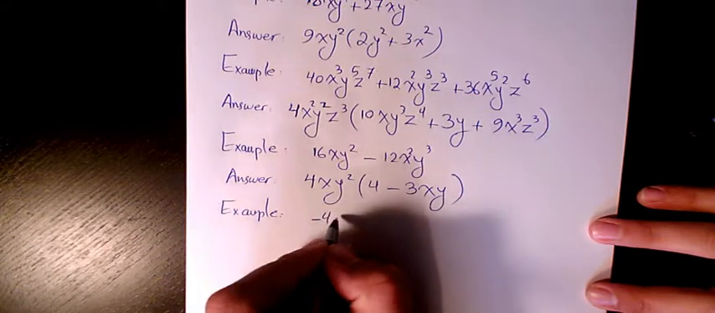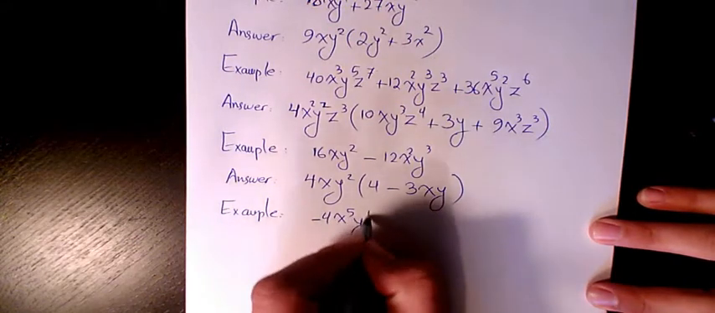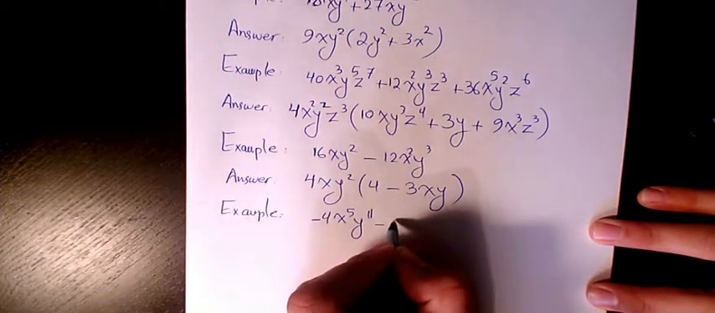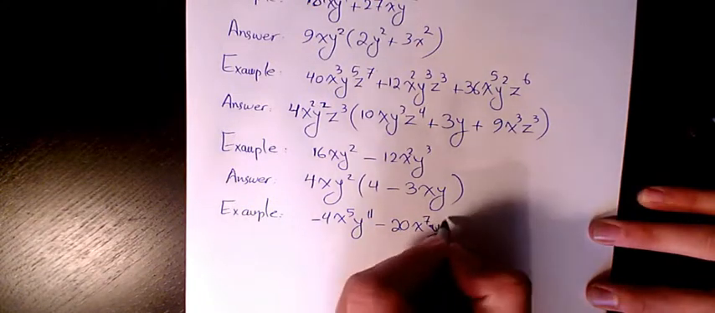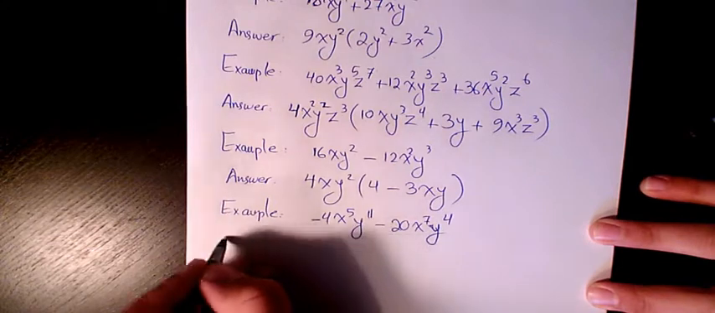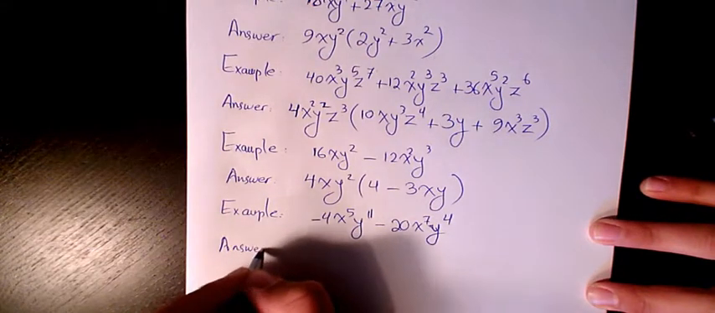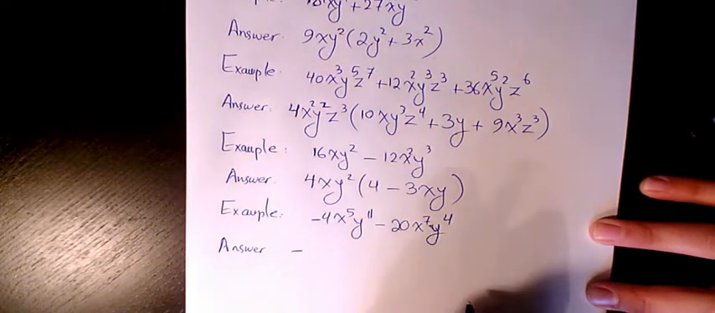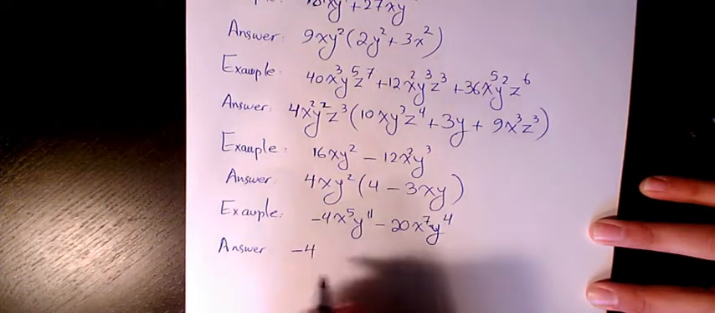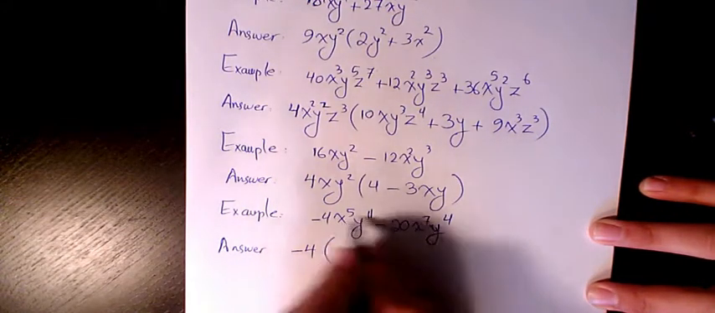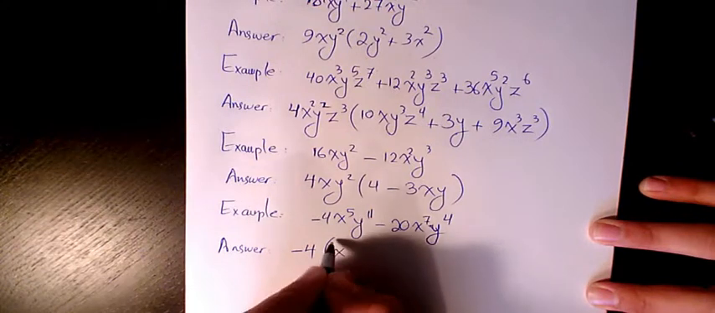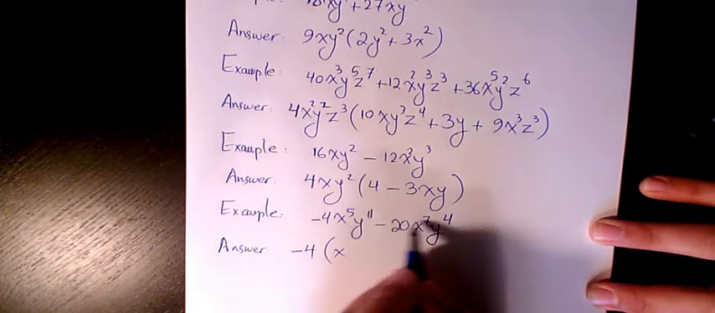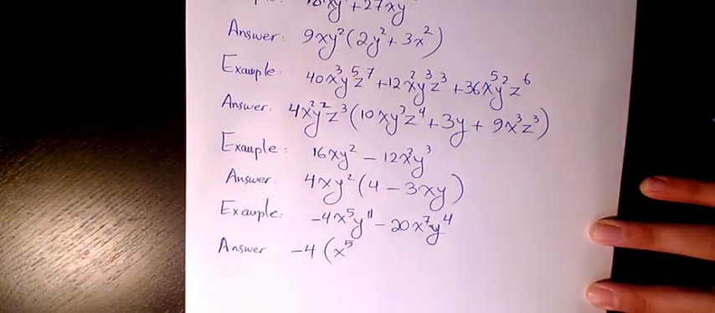Next example. Negative 4x to the power of 5 y to the power of 11 minus 20x to the power of 7 y to the power of 4. So the answer will be, so negative and negative, we can factor it. 4 and 20, I can factor 4. And then here we have, by the way, x to the power of 5, x to the power of 7, so I'm going to have x to the power of 5.